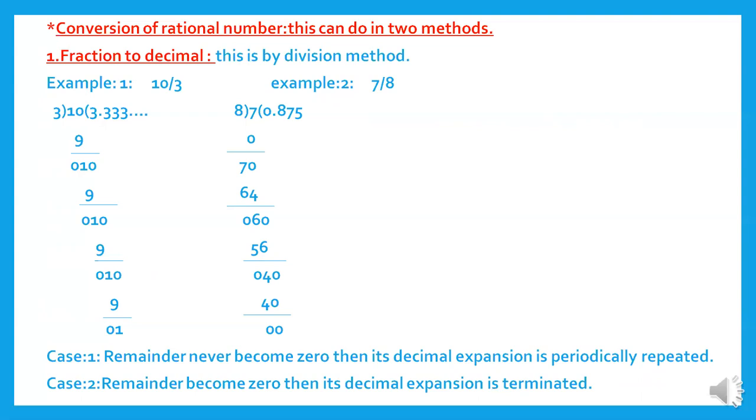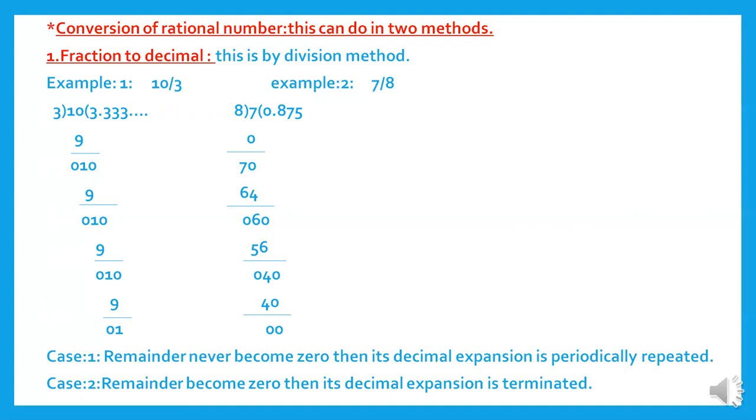So next, second example, 7 divided by 8. If you divide 7 by 8, its quotient is 0.875. But at one stage, its remainder becomes 0. So from this, we are going to get two important results.